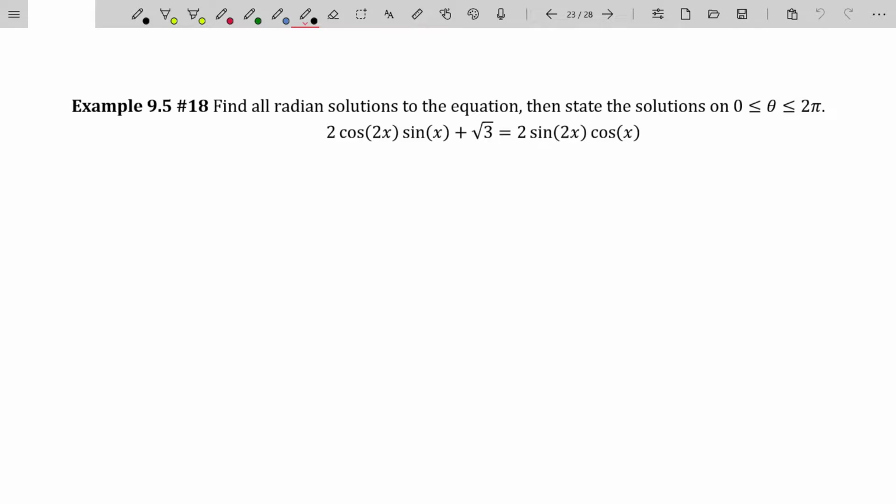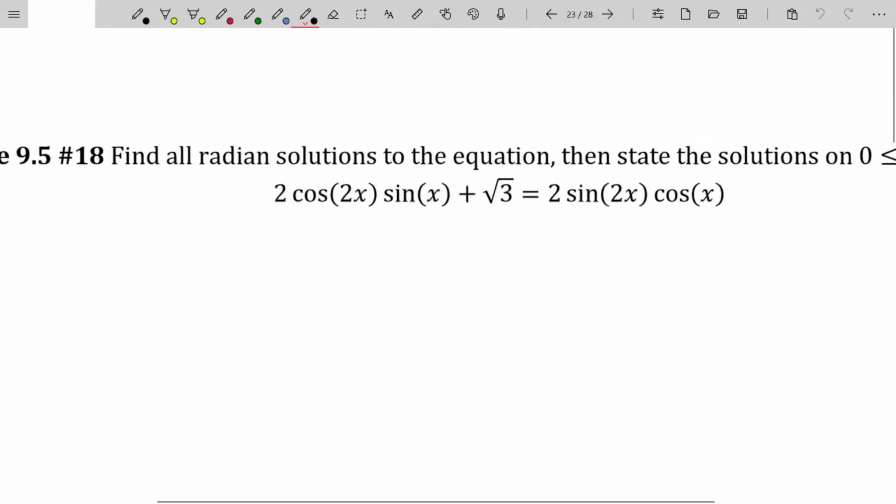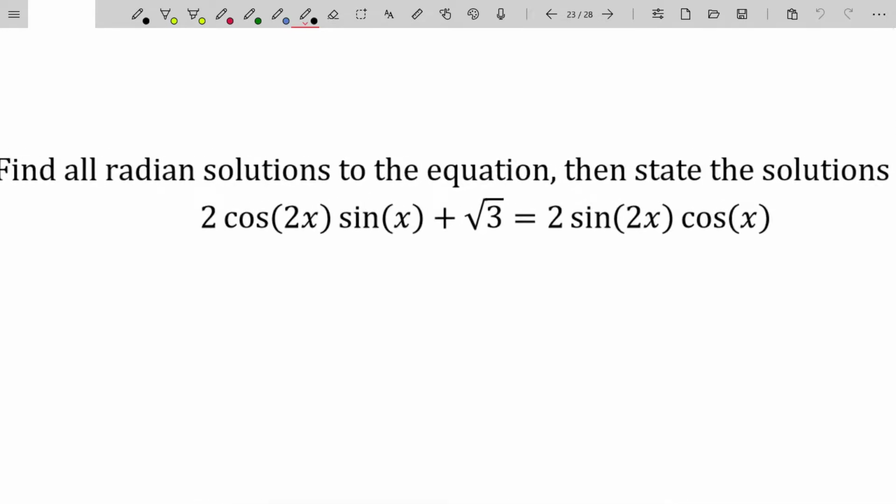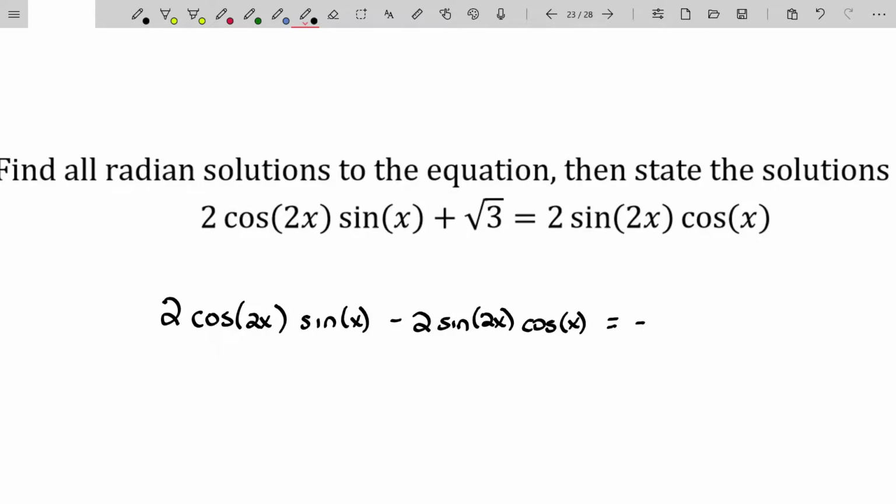Now this is a good looking problem. Find all radian solutions to the equation and then state the solutions on the interval from 0 to 2 pi. Notice it's a mess basically. I'm going to move all my trig functions to one side. So I have 2 cosine of 2x sine of x, minus 2 sine of 2x cosine of x. And I'll move the root 3 to the other side, so minus root 3.